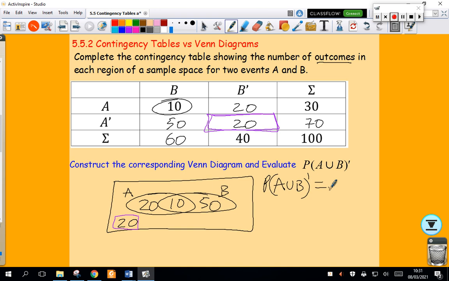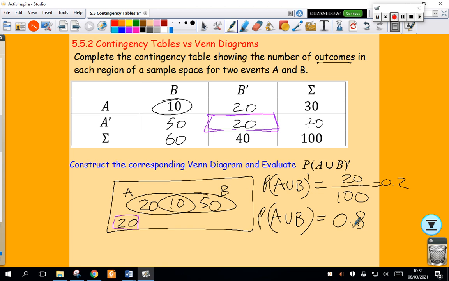The probability of A union B complement, well, the total number of possible outcomes is 100. There are 20 elements that are in neither A nor B. A union B means in A or B, so A union B complement means neither A nor B. That's 20 out of 100, 0.2. Which means the probability of A union B has to be 0.8, because together those two complementary events, their probabilities have to add up to 1.